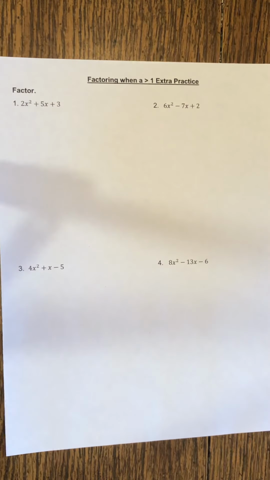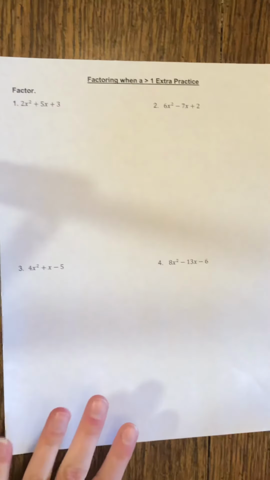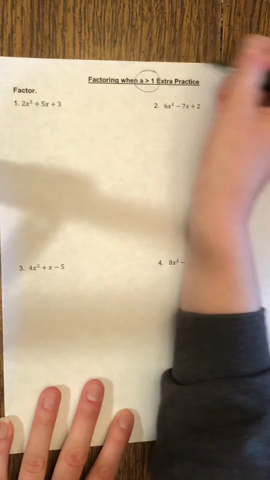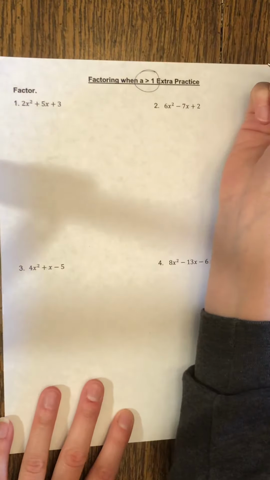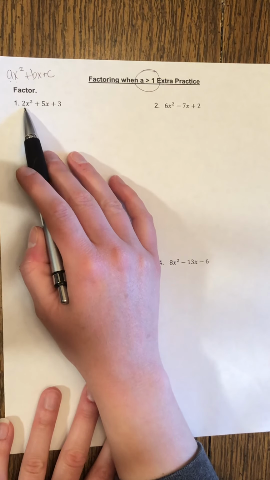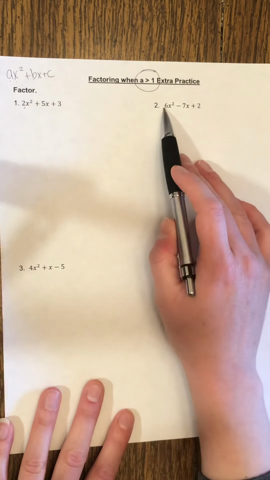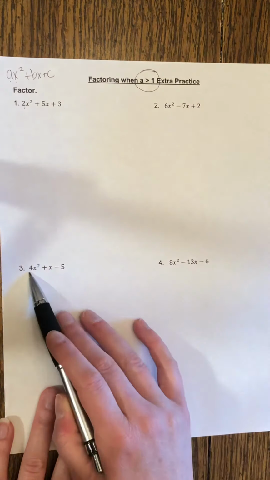Hi everybody, in our next video we're going to start to factor quadratic trinomials where the a value is greater than 1. So remember, in a quadratic, in the general form, we talk about a being the coefficient of x squared. So if you notice, all the ones we're going to take a look at today have the a value greater than 1. So we have an a of 2, of 6, 4, and 8.